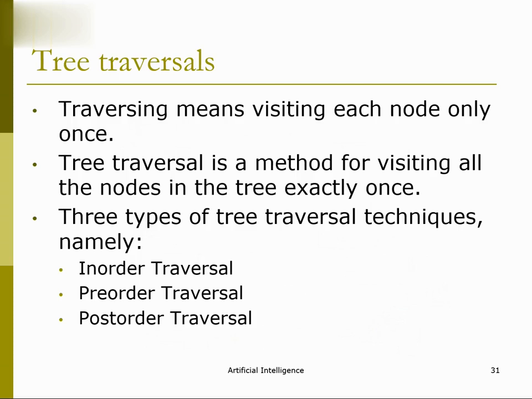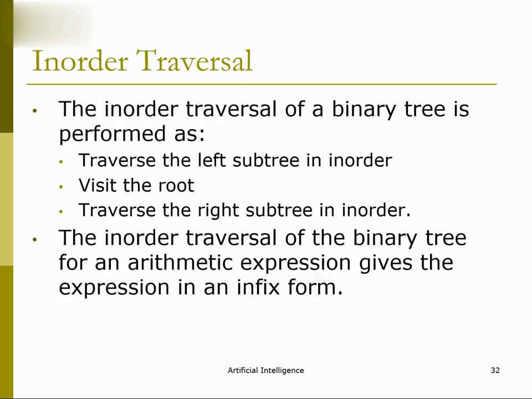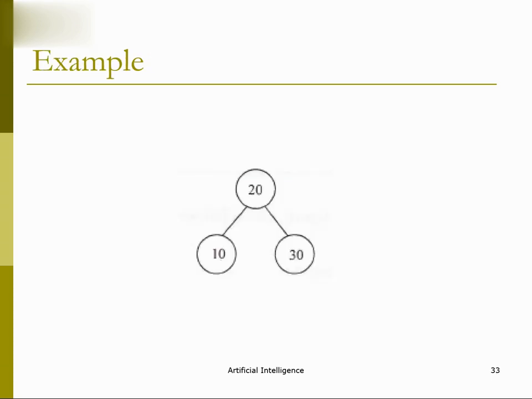Tree traversals. Traversing means visiting each node only once. We have three traversal techniques: in-order, pre-order, and post-order. In-order traversal, the order of performing is left subtree, root, and then the right. The resultant expression you get is the infix expression when we perform in-order traversal. For example, this is the tree we have. The in-order traversal would be left subtree, then root, then right. So it would be 10, 20, and 30.